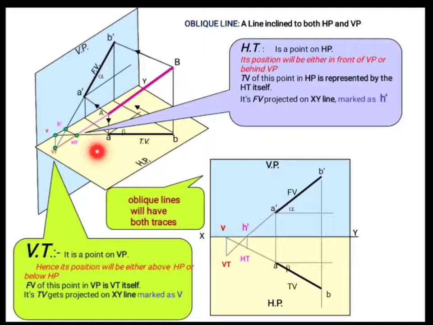Horizontal trace is a point on the horizontal plane, so its position will be either in front of the vertical plane or behind the vertical plane. An observer looking from the top can see the horizontal trace in the horizontal plane, which is the top view of the horizontal trace. An observer looking from the front can see the elevation of this horizontal trace on the XY line, which is denoted by H dash.